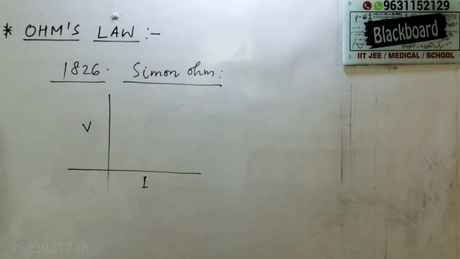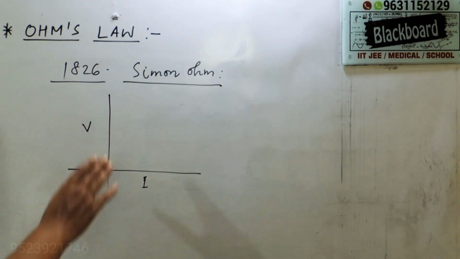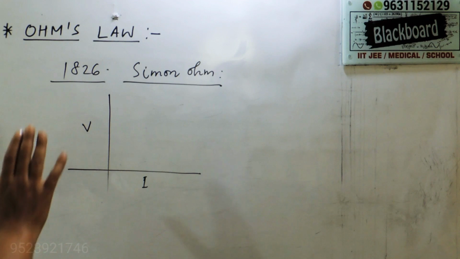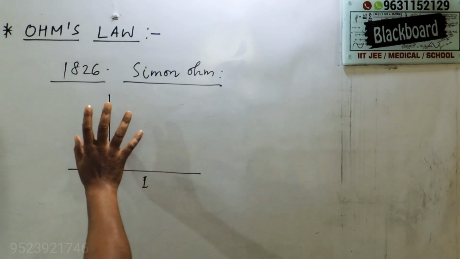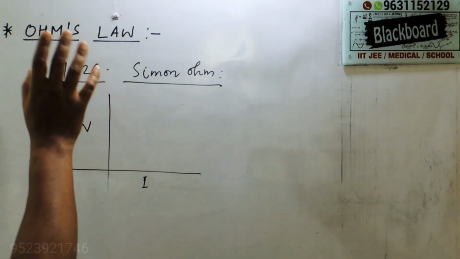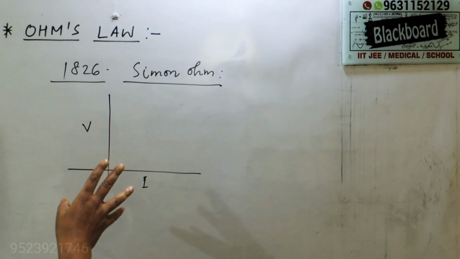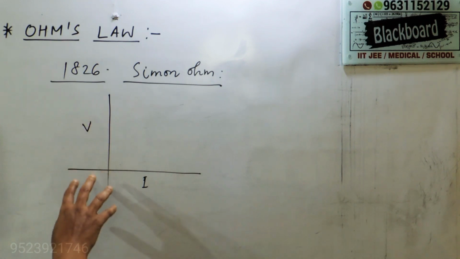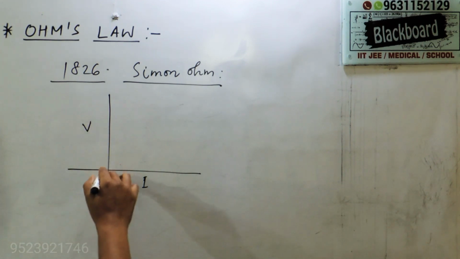That means you can say the current flowing through a given conductor is directly proportional to the potential difference across its end, provided the physical conditions of the conductor, that means length, cross-sectional area, and temperature, remain the same. That means if a conductor has constant temperature, uniform cross-sectional area and fixed length, then potential is directly proportional to current.